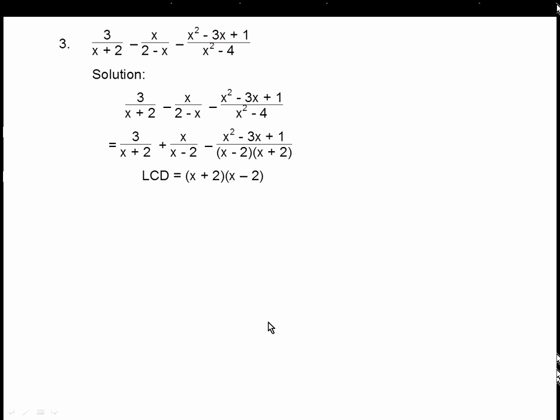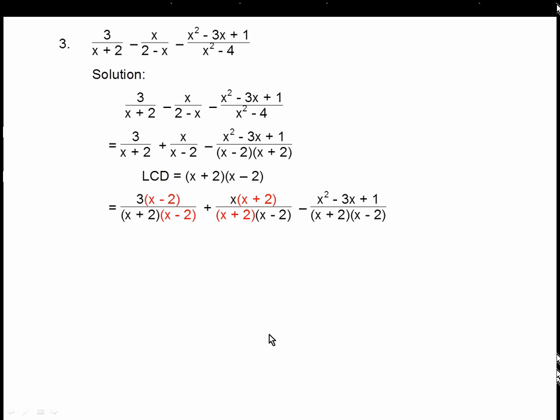Okay? So there, I've shown those in red. Again, the first fraction didn't have x minus 2 in its denominator. The middle fraction did not have x plus 2. The last denominator was okay. So now when I write this as one nice big fraction, I keep my denominator of x plus 2, x minus 2.